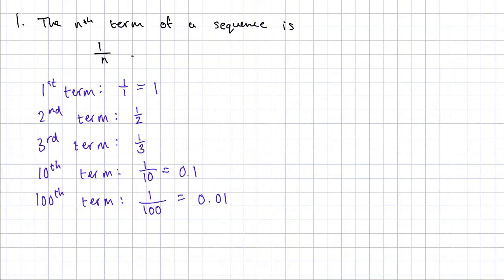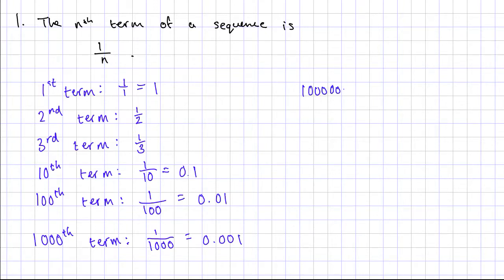Okay, let's go to the 1000th term as well. So 1000th term, and this is going to be 1 over 1000, which is equal to 0.001. Let's go to the millionth term. So the millionth term, and then this is going to be 1 over a million. Okay, and then that's equal to 0.000001.